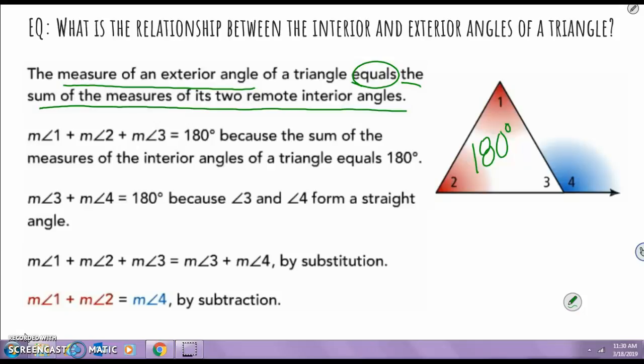I also know that angles 3 and 4 create a straight angle, which means together they are 180 degrees. The measures of angles 1, 2, and 3 equal the angle measures of 3 and 4 by substitution. The measures of angles 1 and 2, which are our non-adjacent angles to our exterior angle 4, equal the measure of angle 4 by subtraction.